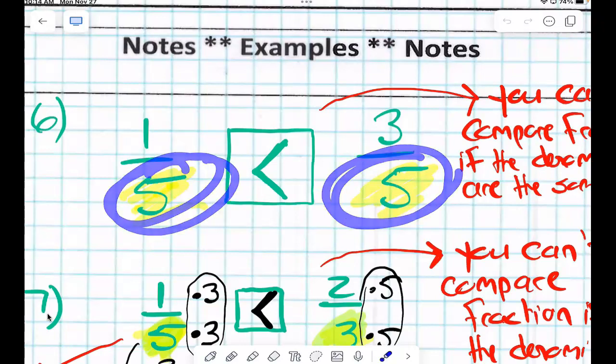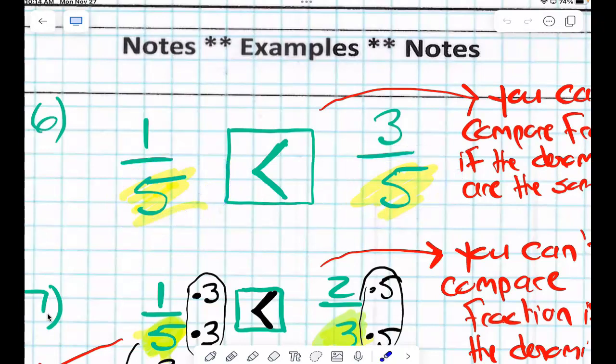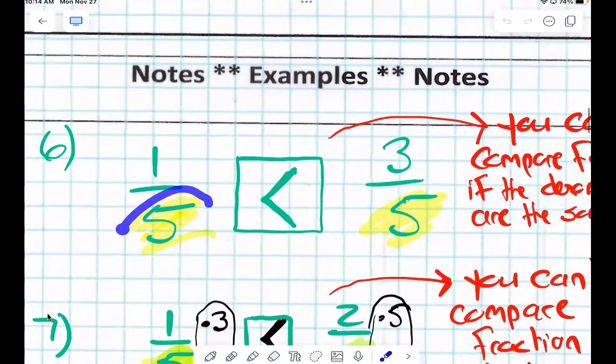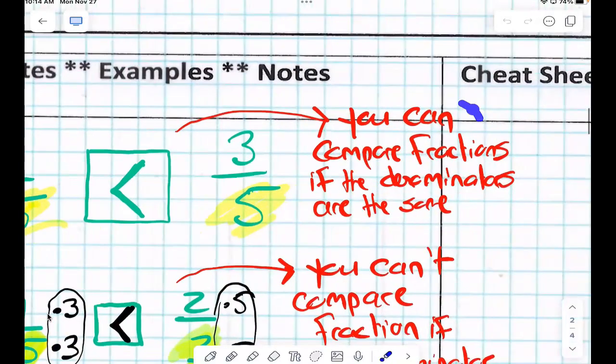Top Gun method. We light up the denominator. So we light up the denominator and we notice the denominators are what? And on number 6, the denominators are what? The same. They're the same. So do we need to use bubbles? No. Can you just compare 1/5 and 3/5 then? Yes. What's bigger, 1/5 or 3/5? 3/5. So note it says you can compare fractions when the denominators are the same, right?